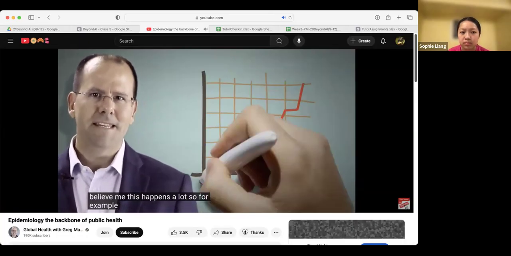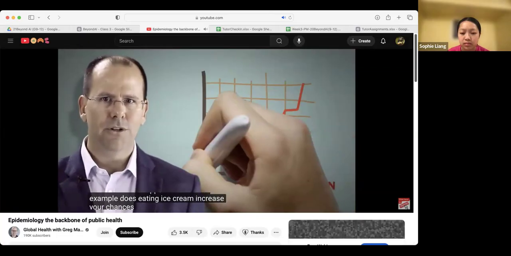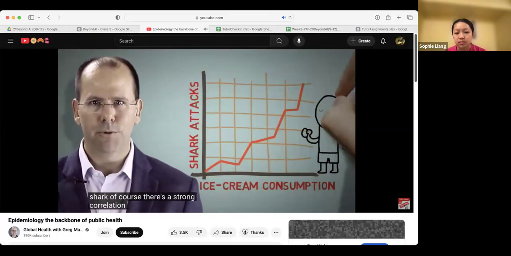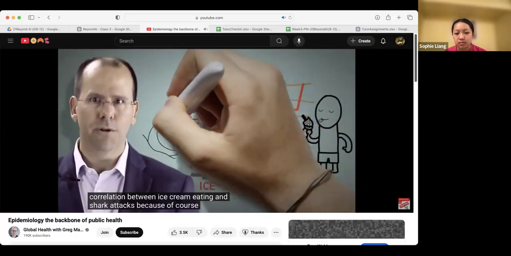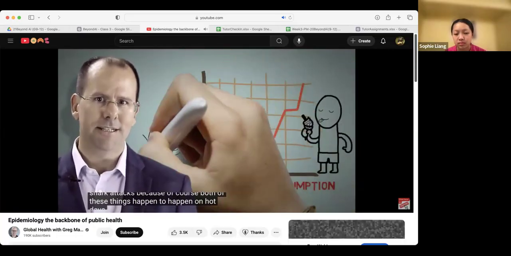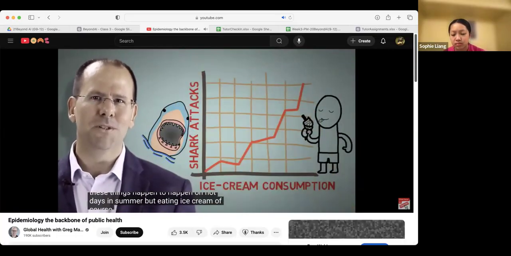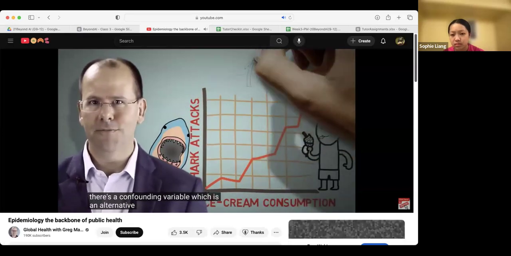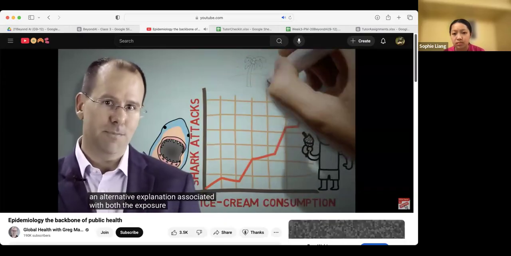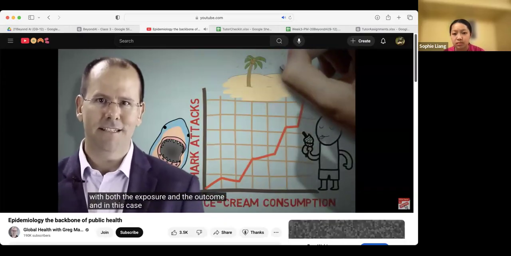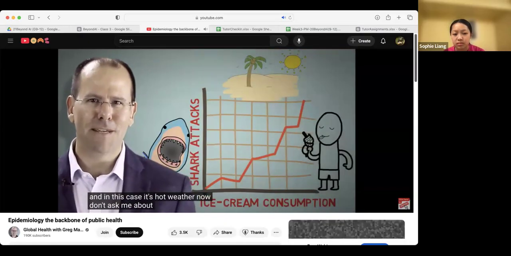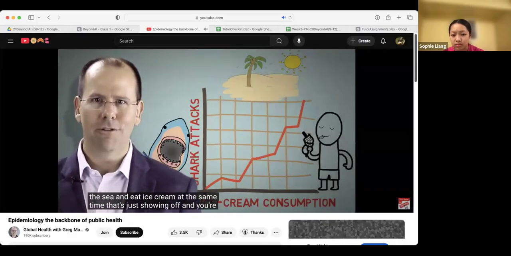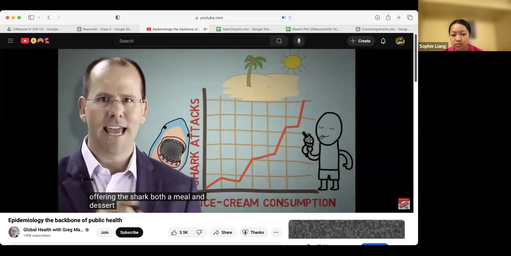So, for example, does eating ice cream increase your chances of being attacked by a shark? Of course, there's a strong correlation between ice cream eating and shark attacks, because, of course, both of these things happen to happen on hot days in summer. But eating ice cream, of course, doesn't cause shark attacks. There's a confounding variable, which is an alternative explanation associated with both the exposure and the outcome. And in this case, it's hot weather. Now, don't ask me about people who swim in the sea and eat ice cream at the same time. That's just showing off. And you're offering the shark both a meal and dessert at the same time.